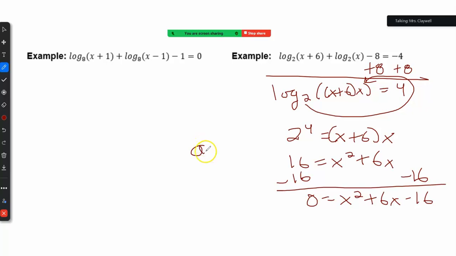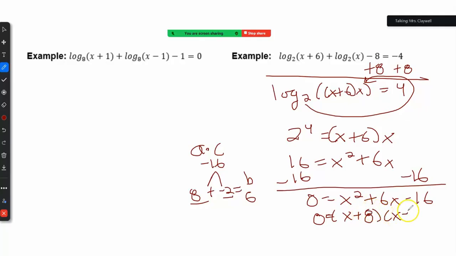If I did an AC tree of this, what multiplies to negative 16 but adds to 6 would be 8 and negative 2. So I have a plus 8 and a minus 2. So my options for x are negative 8 and 2.